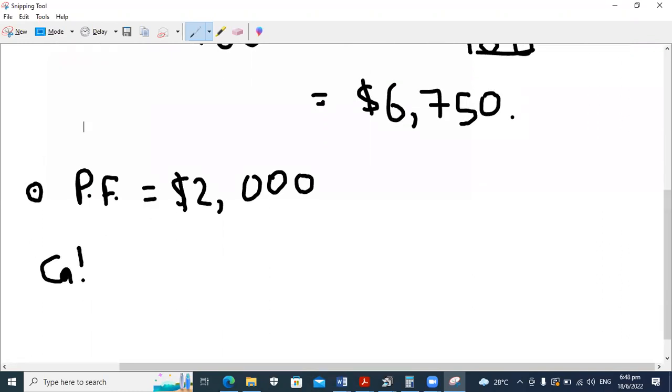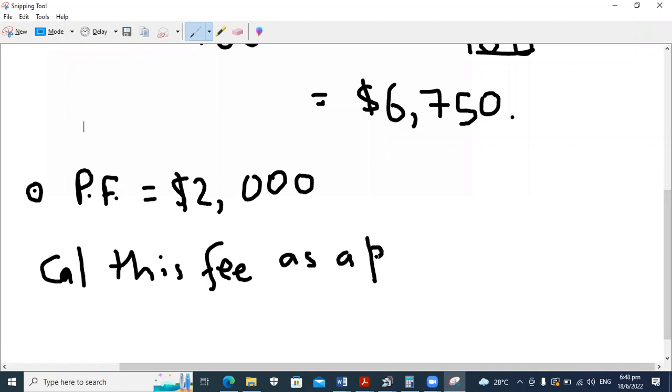Calculate this fee as a percentage of the money deposited.